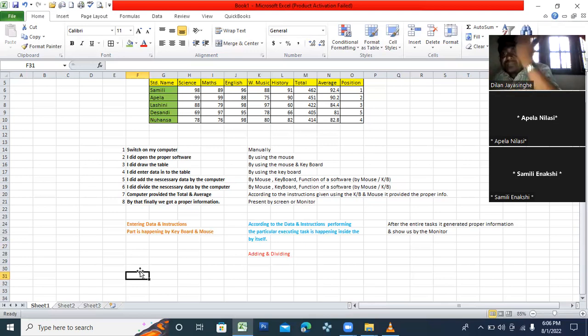As a result of the particular execution task, finally it did generate a meaningful information and it did show us by the monitor. Right? These three processes are common to each and every task that we are doing with the computer.